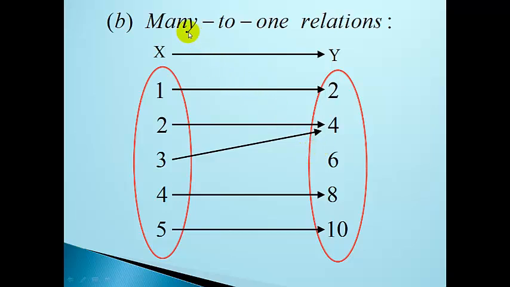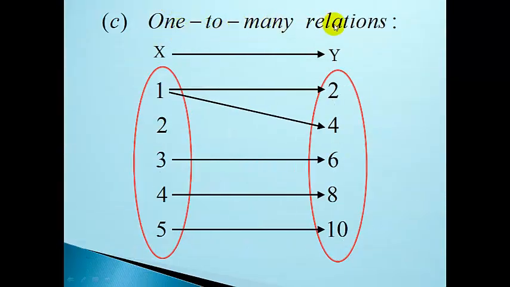So a relation is said to be many-to-one relation if at least 2 elements in X are related to the same image in Y. When it happens like that, then we say the relation is many-to-one relation. That is, 2 elements or more, at least 2 elements in X are related to the same image in Y. So we have many-to-one.